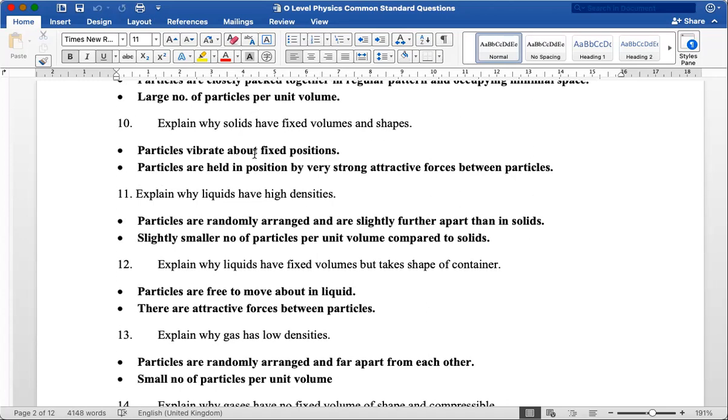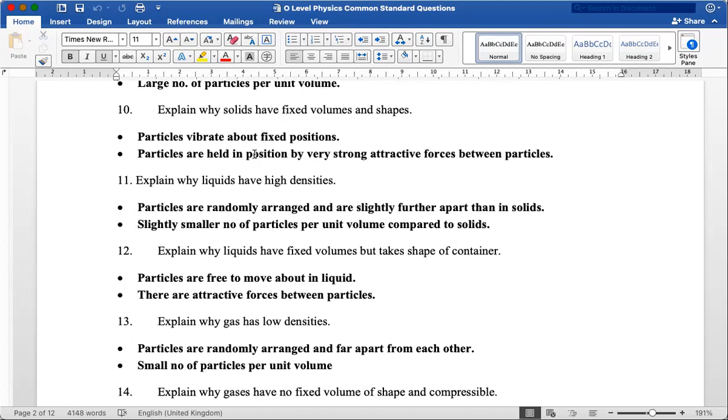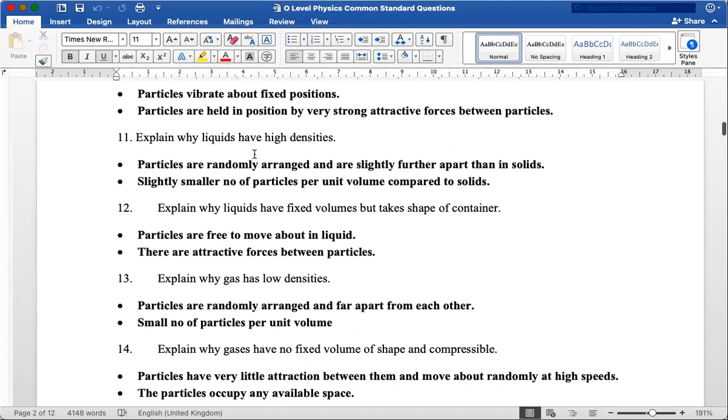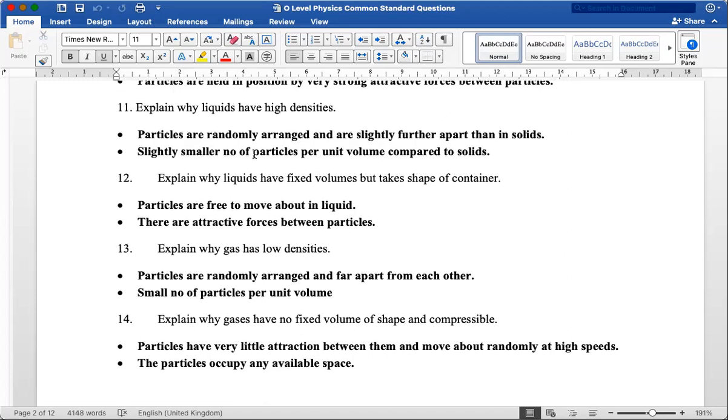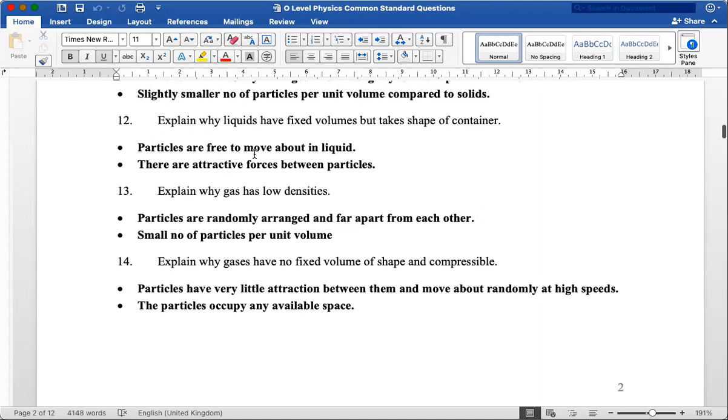Explain why liquids have high densities. Particles are randomly arranged and slightly further apart than in solids. Slightly smaller number of particles per unit volume compared to solids. Explain why liquids have fixed volume but take the shape of the container. Particles are free to move about in liquid, and there are attractive forces between the particles.